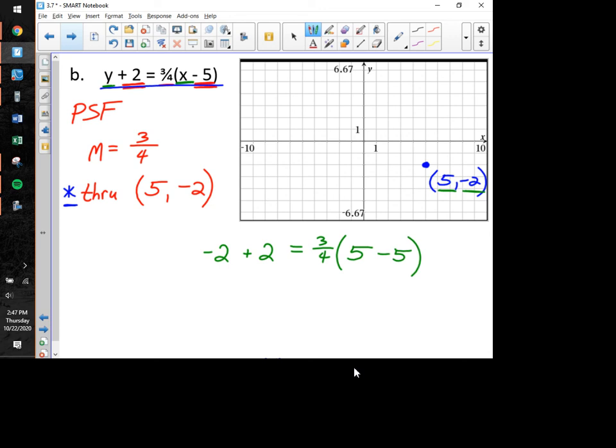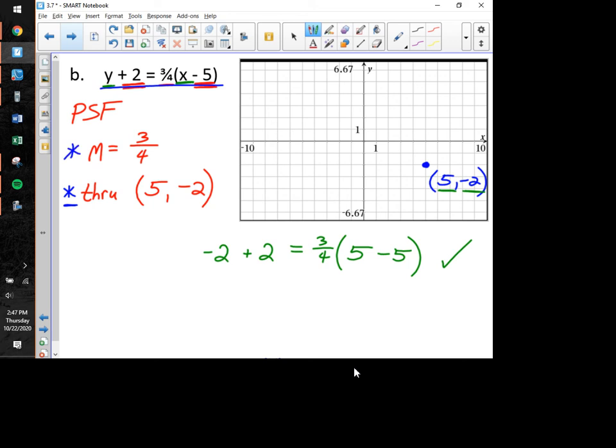Now, is this right? Yeah, I'm pretty sure it is. On the left side, -2 + 2 is 0. That equals 3/4 times 5 - 5, which is 0 as well. So we end up with 0 = 0, and that one works out. So now that we've established that our starting point is correct, now it's time to use the slope as our set of directions for where to go next.